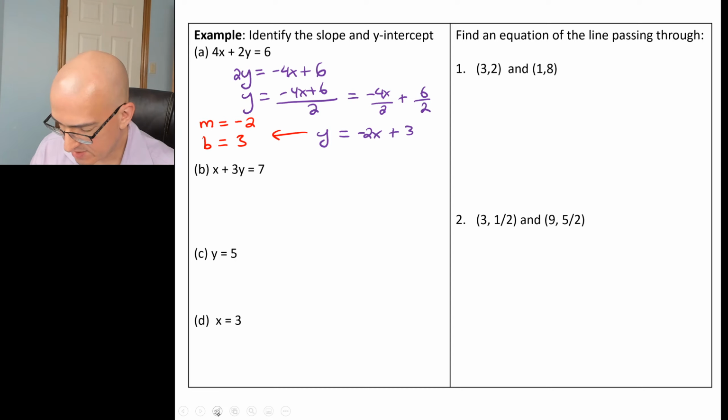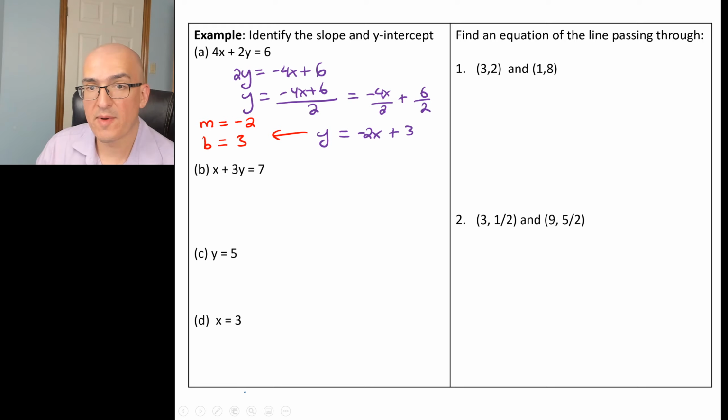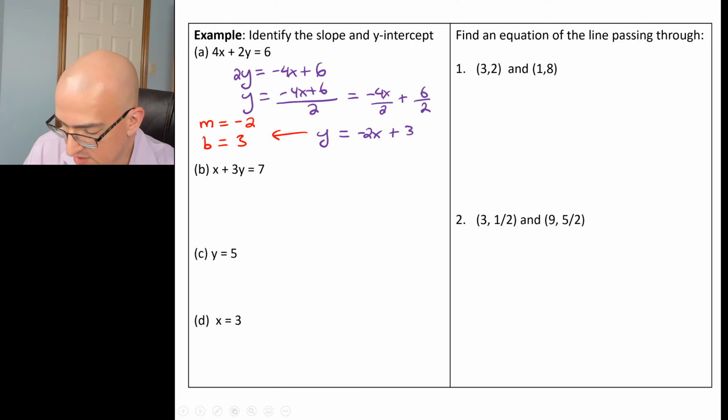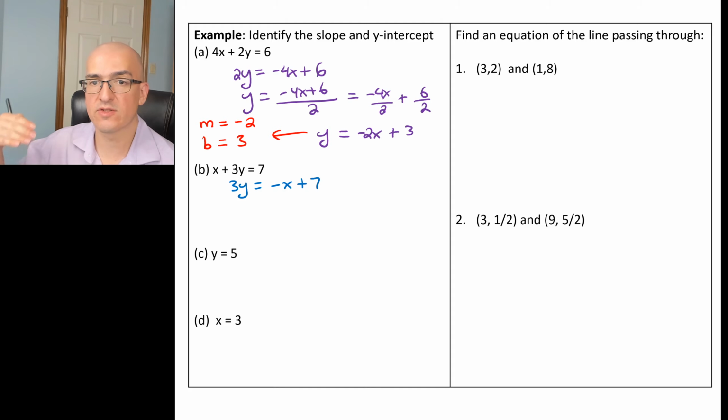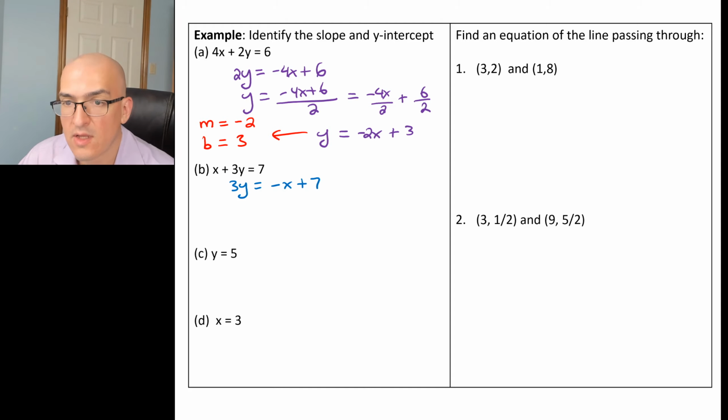Okay, now the next one. I want to get y all by itself once again. So I'm going to subtract x from both sides. 3y is equal to negative x plus 7. Instead of 7 minus x, it's the same thing, but I want it to look like y equals mx plus b. Now I need to divide both sides by 3, which means dividing each piece by 3. I'm not going to show the middle step of negative x plus 7 all divided by 3. I'm just going to immediately go to dividing each of those pieces by 3. So y is equal to negative x over 3 plus 7 over 3.